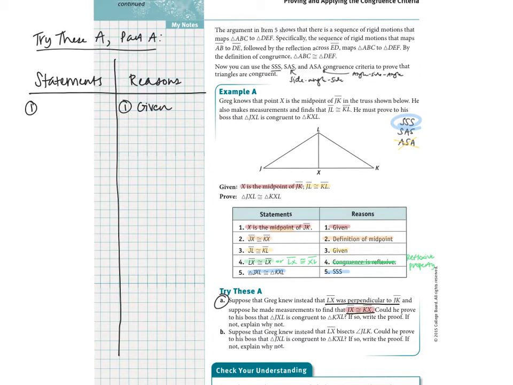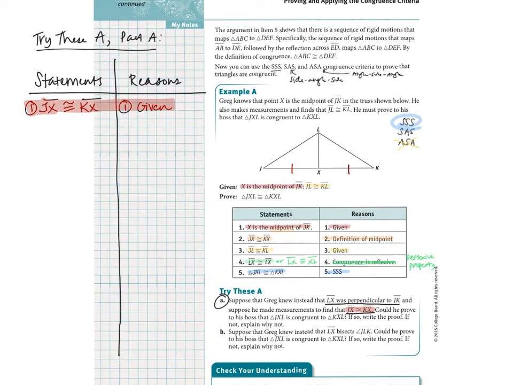So let me start off by writing that down. So let's do JX is congruent to KX. And again, we're saying that our reason for this is our given. So I'm going to highlight. You know me, I like to use color. I always think in color, so I'm going to do red for my first step. And I'm also going to label that on my picture. JX is congruent to KX. All right, got it, looking good.